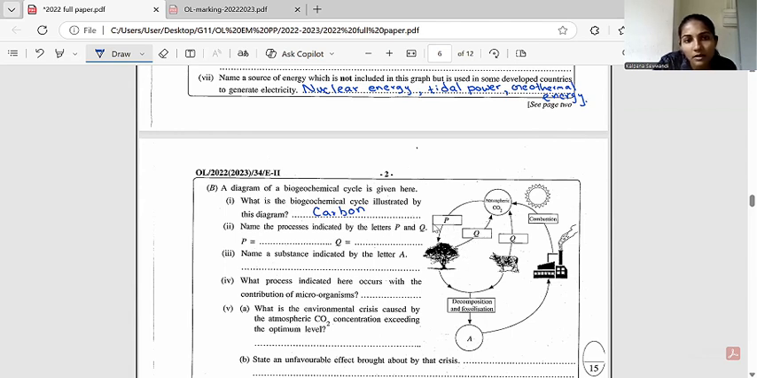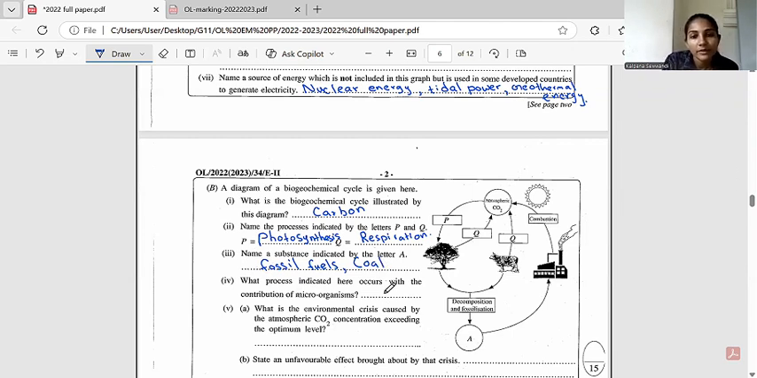So this is a tree. So the answer for P is photosynthesis. Photosynthesis utilizes carbon dioxide. And Q, respiration. Respiration releases carbon dioxide. Name a substance indicated by letter A. Then after decomposition and fossilization, fossil fuels form. Fossil fuels. Then another answer, if you have written coal, it is also correct.